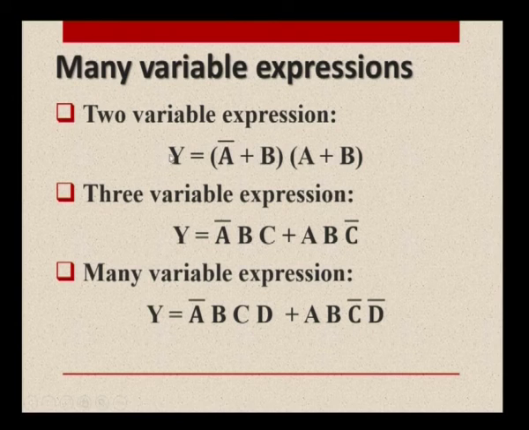Here the two variable expression involving A and B only is shown. It is in the form of product of sums. And here is the example given for a 3 input expression. We have A, B and C, and many variable expressions A, B, C, D, E, F, etc. So, sometimes we will be coming across expressions with many such inputs.